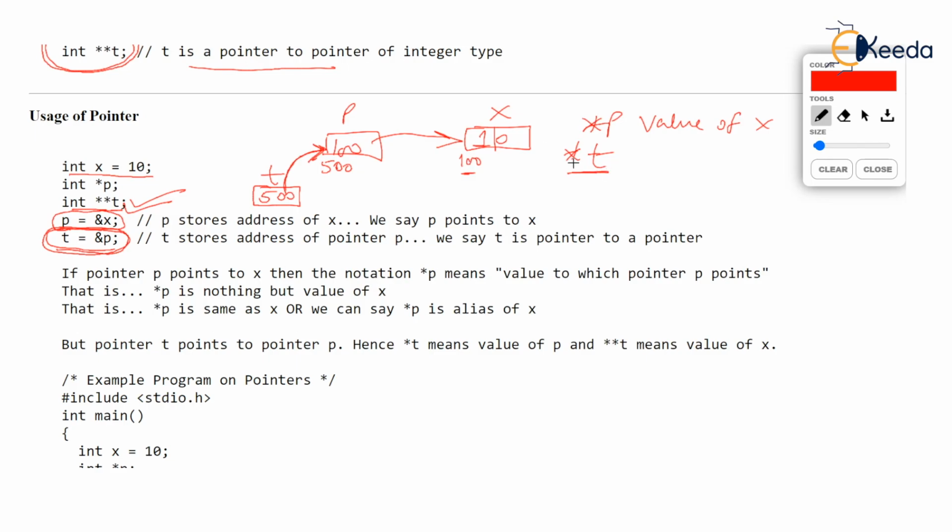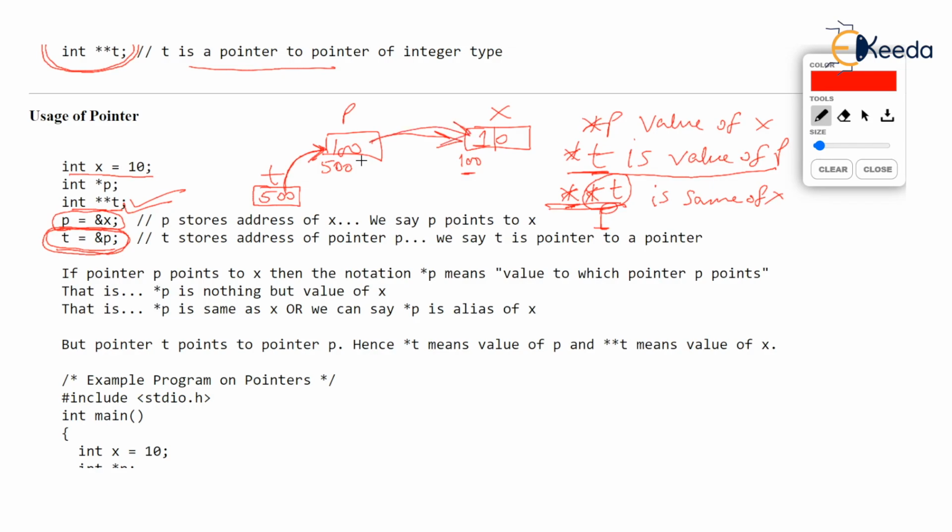So *t, don't you feel, is the value of p? Yes. *t is 100. And that 100 is nothing but the value of p. You observe p is 100. So what if I write **t? It is so easy, you observe. What is *t after all? It's p. We just now said this at this line. So what is finally *p? *p is the same as x, value of x. I hope you are understanding. Then double dereferencing, **t is nothing but the value of x, and single dereferencing, *p is also the value of x.